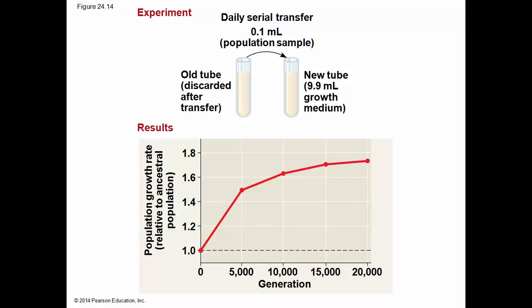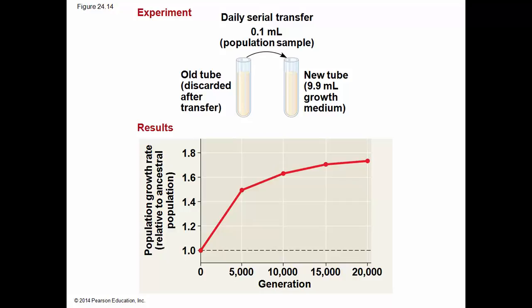To maintain a continual supply of resources each day, the researchers performed serial transfer. They transferred 0.1 milliliter of each population to a new tube containing 9.9 milliliters of fresh growth medium. The growth medium used throughout the experiment provided a challenging environment that contained only low levels of glucose and other resources needed for growth.